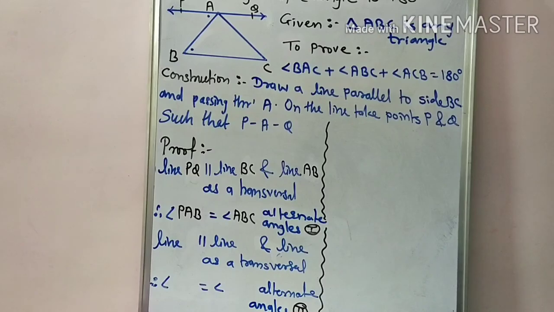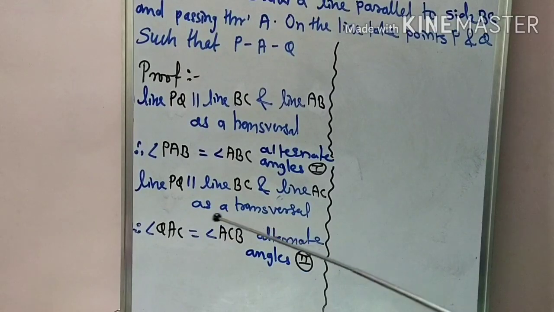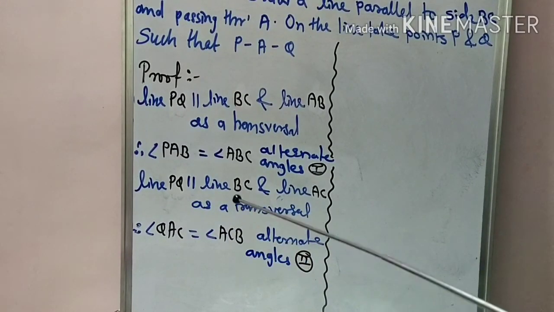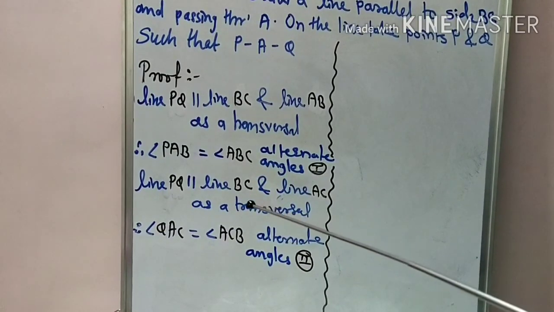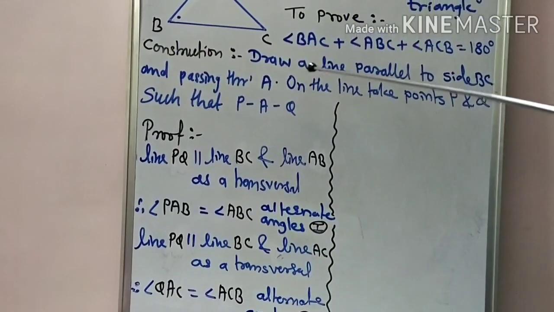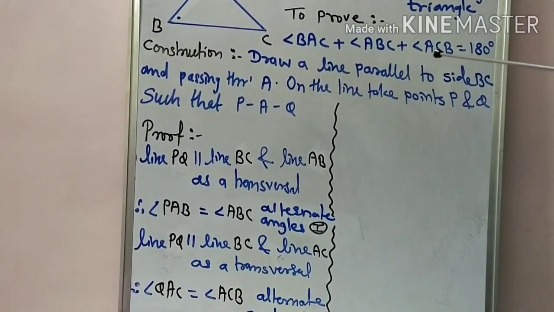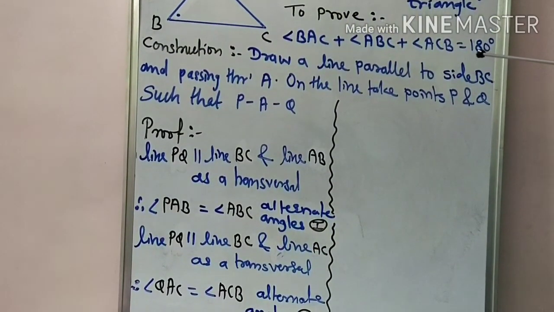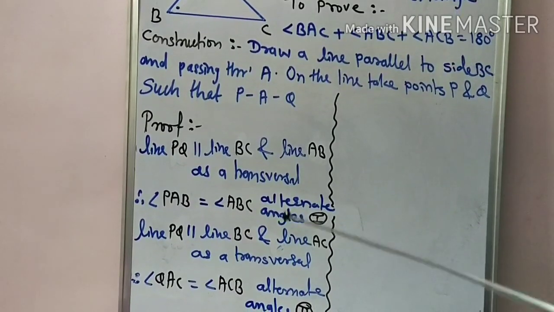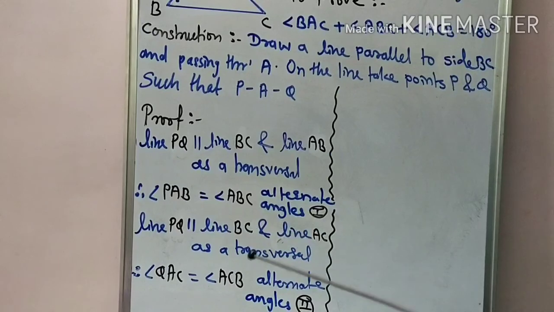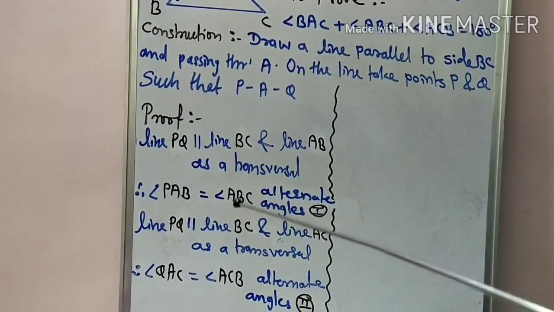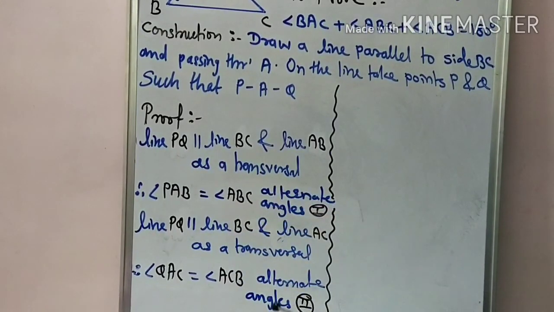Okay students, like this, understood it? Then what we have to do is prove that the sum of all three angles is 180 degrees. According to the first and second equations, we are getting angle ABC and angle ACB, which means we are supposed to add the first and second equations.